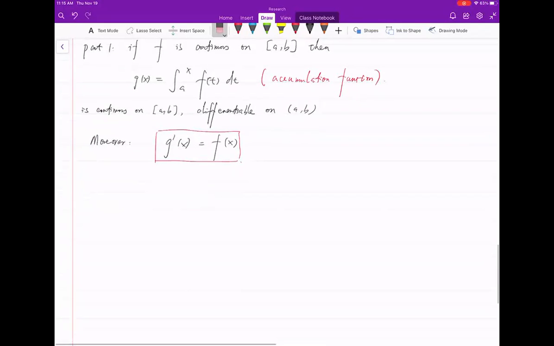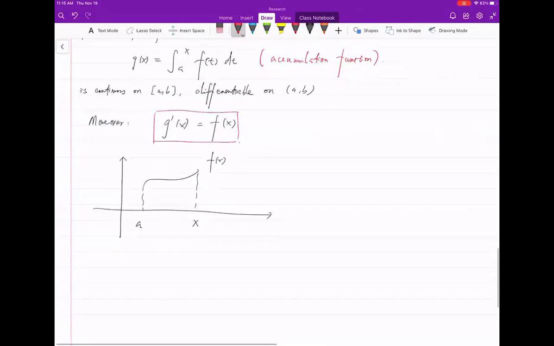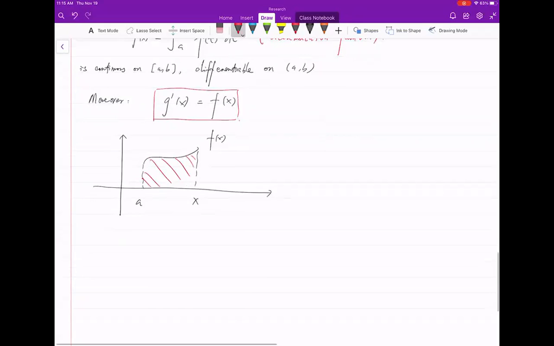Okay. What does G(x) do? This is A, this is B, this is f(x). Now you change this to be X. G(x) basically tells you the area of this one. Sounds good? In this way, we tell people G(x) is nothing but the accumulation of f.